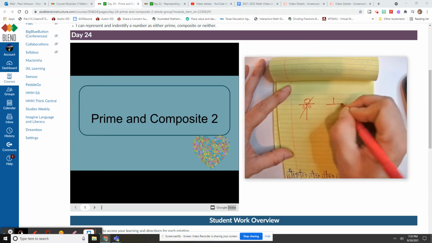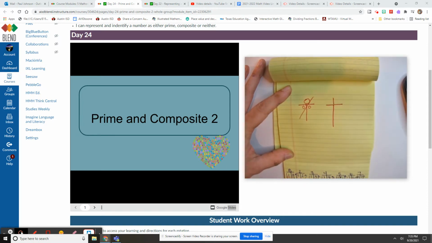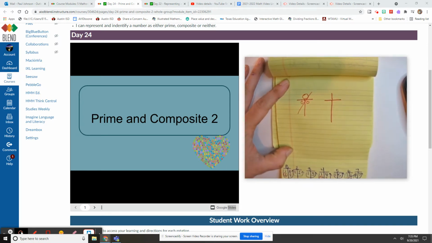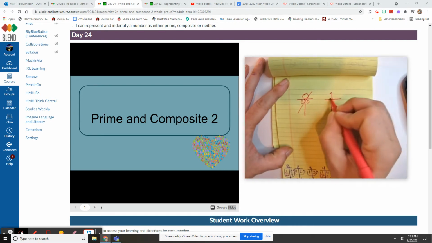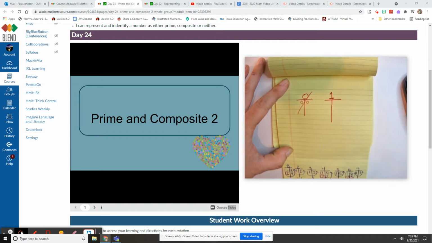All right. How about 1? Let's think about 1 once again. It just looks like we made a T. So here we go. Now it looks like a 1. All right, there we go.